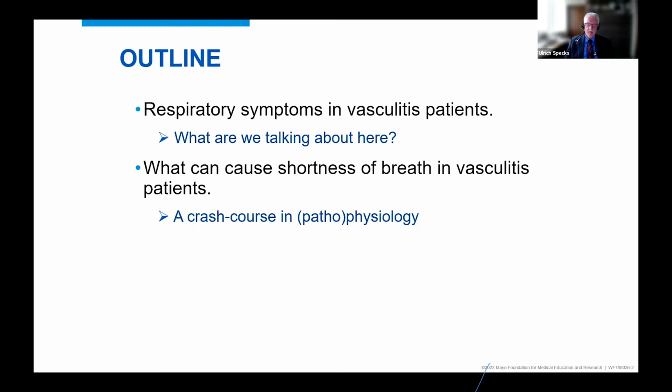We will then dive into the various possible causes of shortness of breath in vasculitis patients, and that will take the form of a little 101 crash course in physiology, explaining all the components of the respiratory system or all organ systems that, if there's something wrong, can lead to the sensation of shortness of breath on the part of the patient.